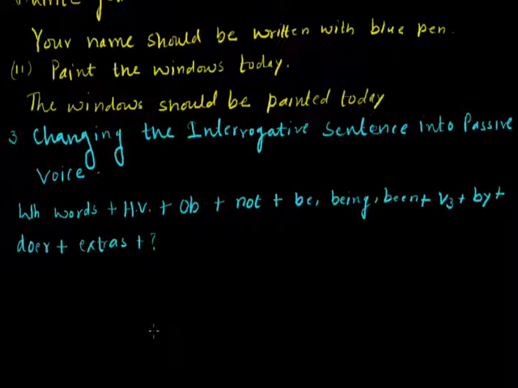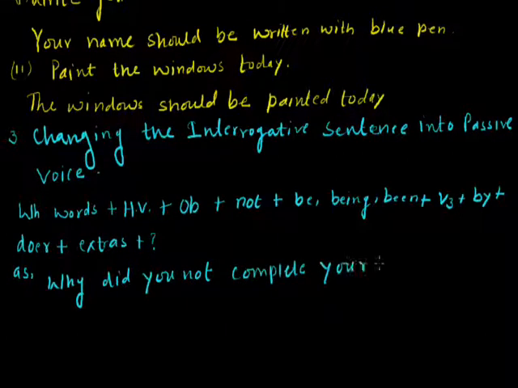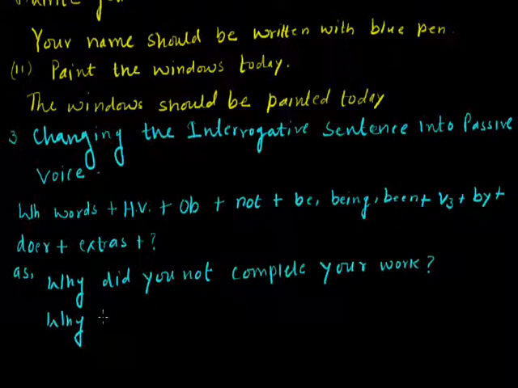Okay, let's see some examples. For example, why did you not complete your work? This is the passive voice of an interrogative sentence. When we make the passive voice of this sentence, first we will use the WH word why. Then the helping verb was will be used. Why? Because simple past tense given in the first sentence will be changed into the past continuous tense, and so was will be used. Then the object your work.